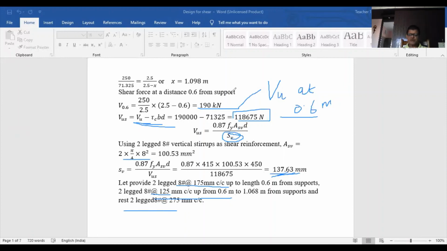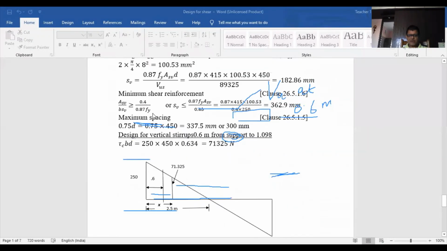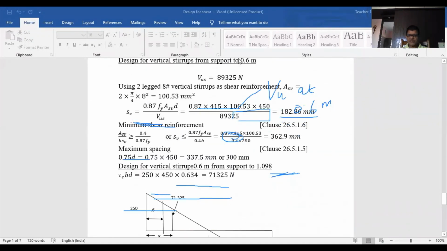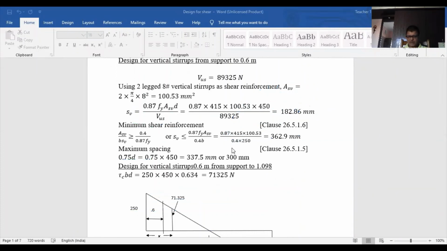Minimum shear, what is the value? Already you have calculated. Don't calculate a number of times. You can go to this top. We have calculated what the values are from the minimum shear criteria. Go through this. It was 362 and the max it is 337.5. It is 300. That means the minimum shear criteria spacing you provide should be less than 300 millimeter.